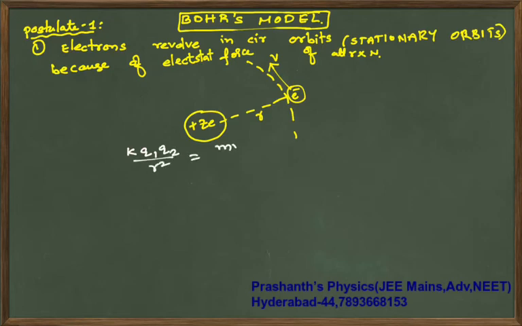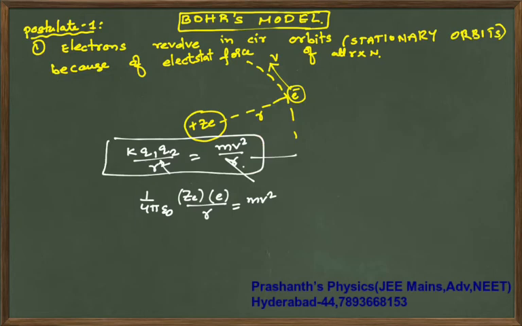centripetal force is equal to mv square by r. So r will cancel off: 1 by 4 pi epsilon naught, q1 you can substitute Ze, q2 you can substitute e, by r is equal to mv square. This equation is important here. I will tell you what to do with this, because this is the area from where we will be deriving our radius, velocity, everything.